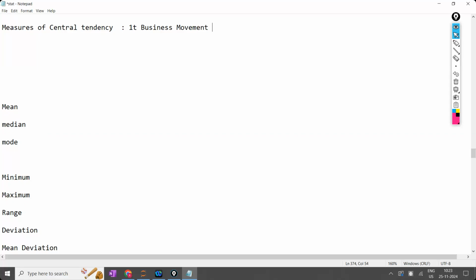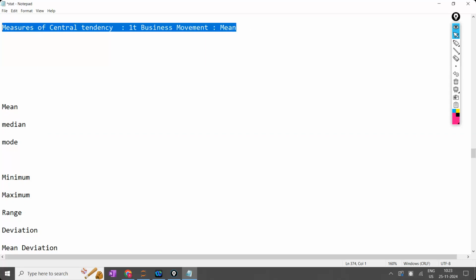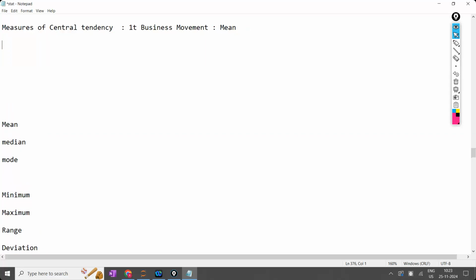How the data was moving, which is the mean. Coming to the next one, it is called measures of dispersion or spread. The second one is called measures of dispersion: how the data was deviated. Measures of dispersion means deviation. That is your second business moment, basically. This is your first business moment, and this is your second business moment, which is standard deviation.